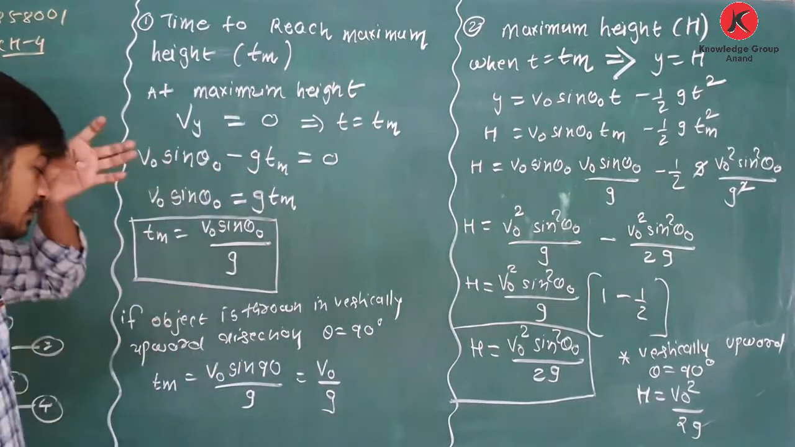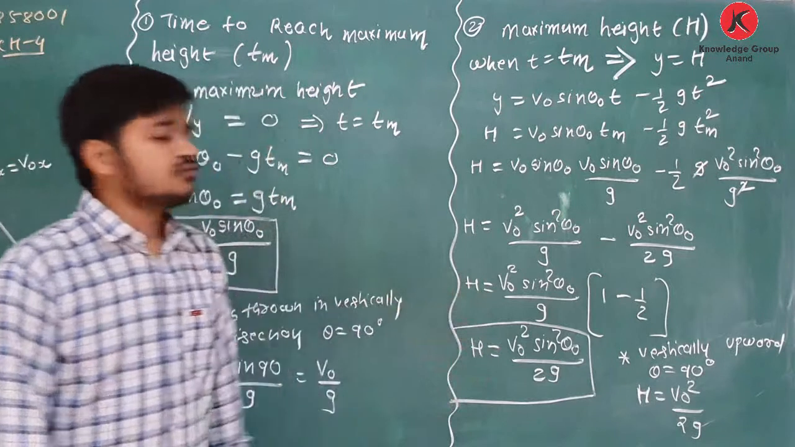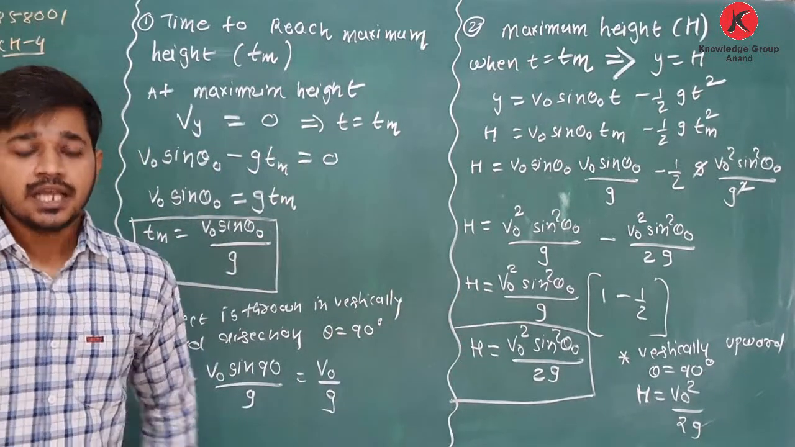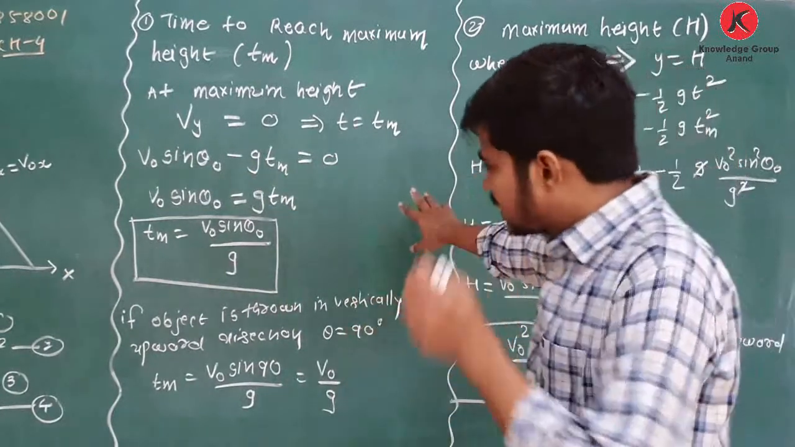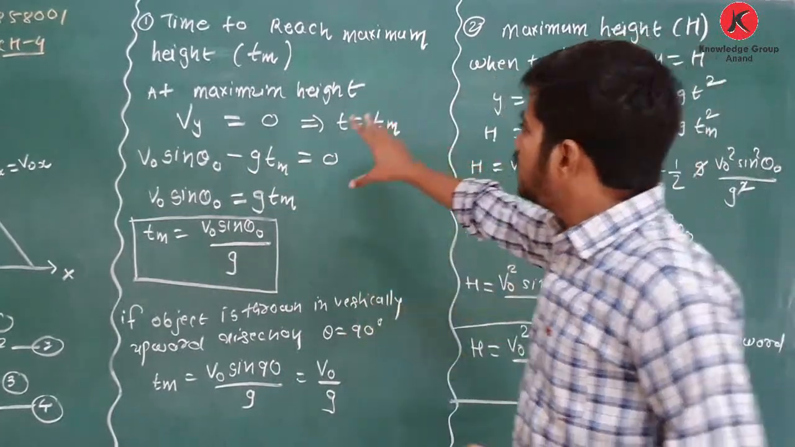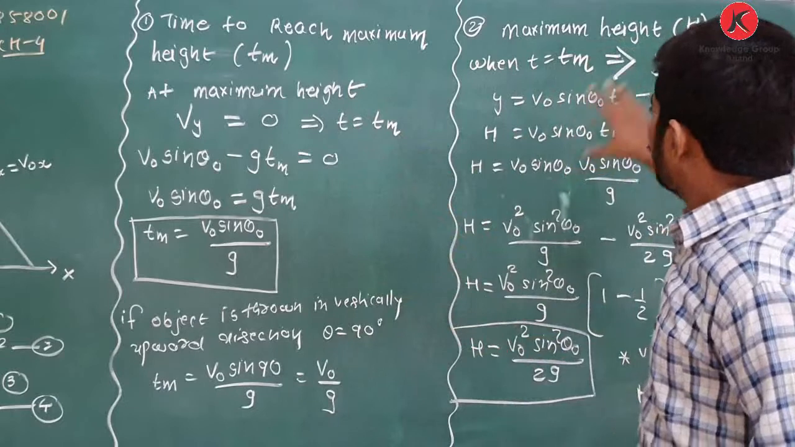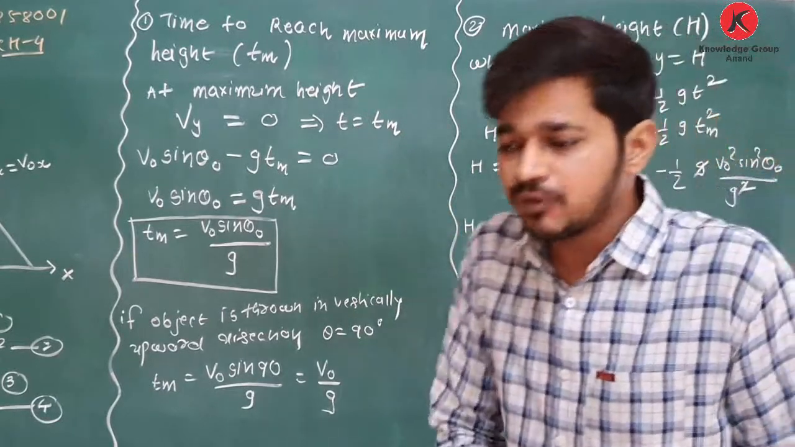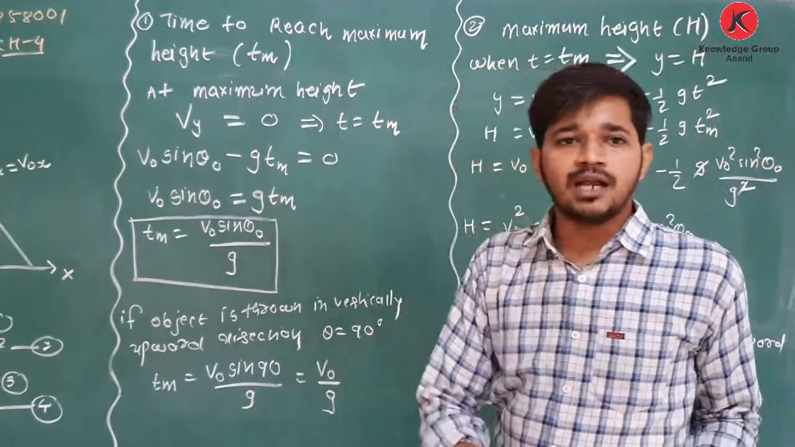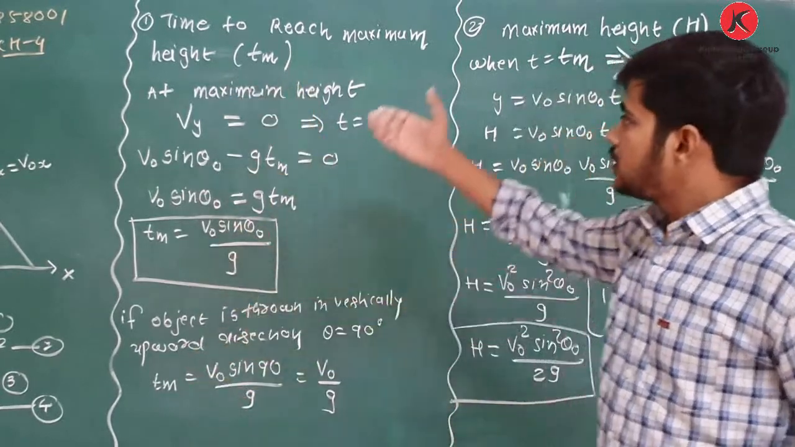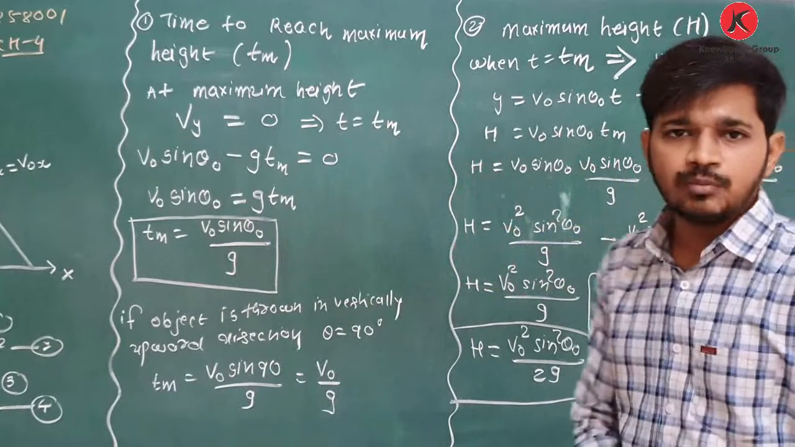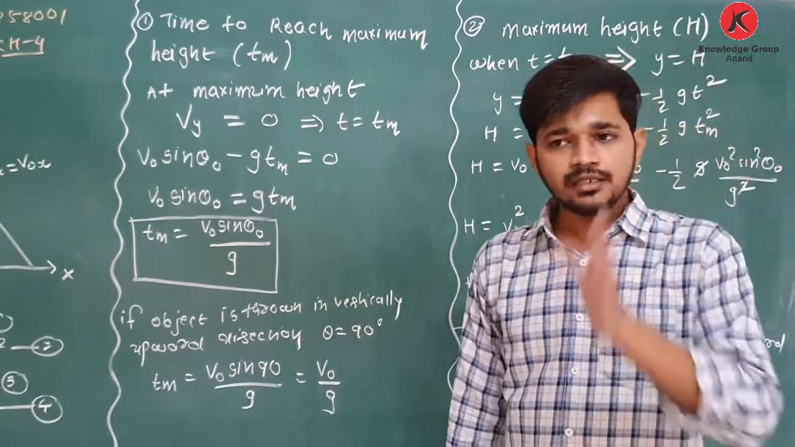Time to reach maximum height. What is the equation of maximum height? Clear about this? Yes. These questions may be asked separately for 2 marks: find the time to reach maximum height, find what is the maximum height. Or one combined question also may be asked for 4 marks: write the equation for projectile motion, then the time to reach maximum height and maximum height. Another 2 terms are remaining that we will study.